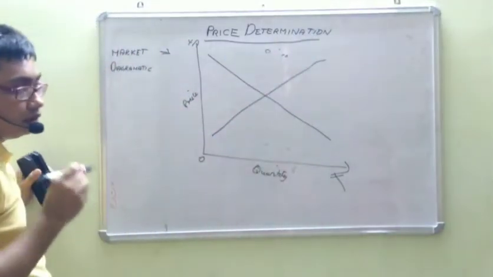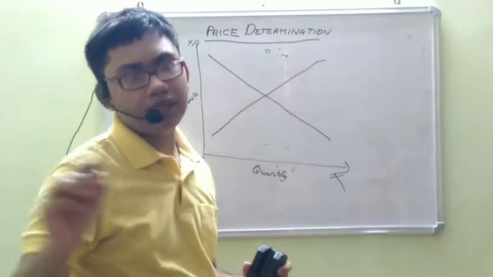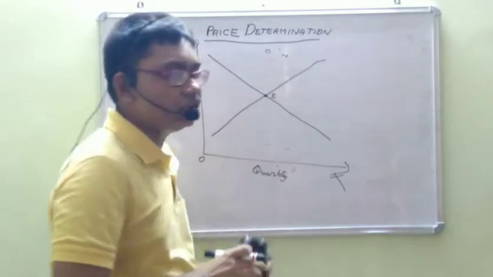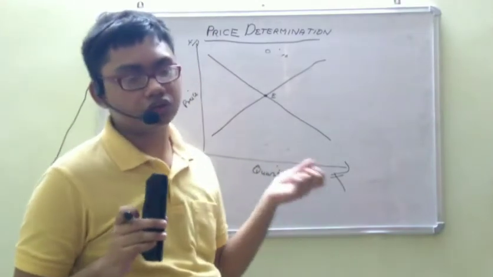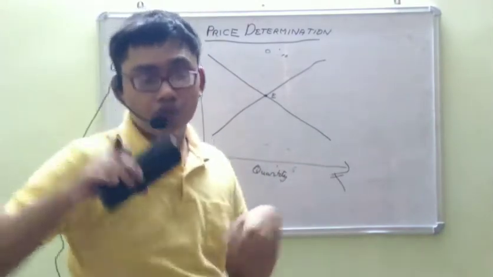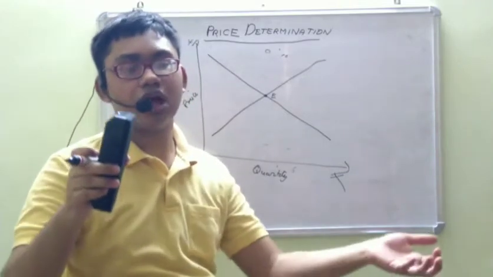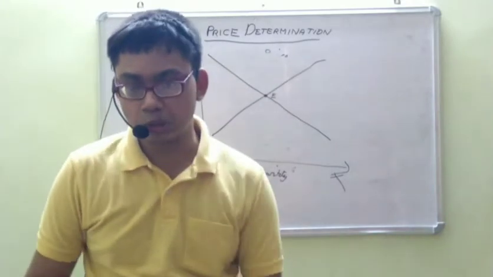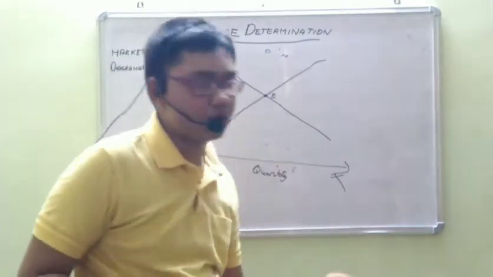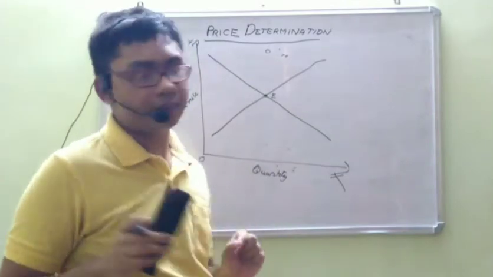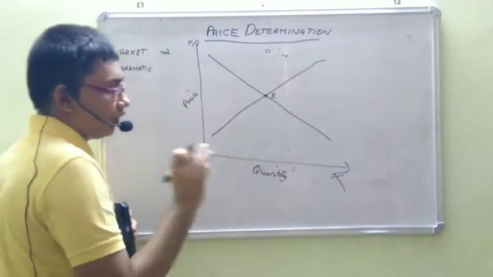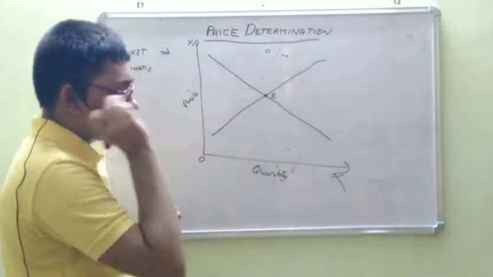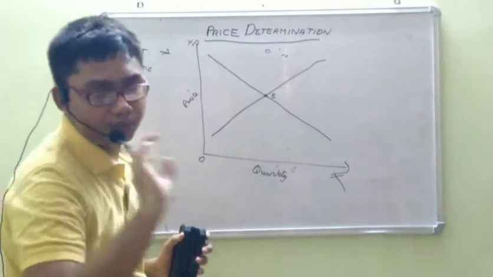Definitely there will be a point at which they meet. Let's take it as E. At this point, whatever the buyers decide to buy is sold by the sellers, and whatever the sellers decide to sell is purchased by the buyers. There are many buyers and many sellers. We are taking the market as a whole. So at this point, the market will be in equilibrium. We are taking the case of perfect competition. We are not considering monopoly, monopolistic competition or oligopoly. It is a simple situation of perfect competition.